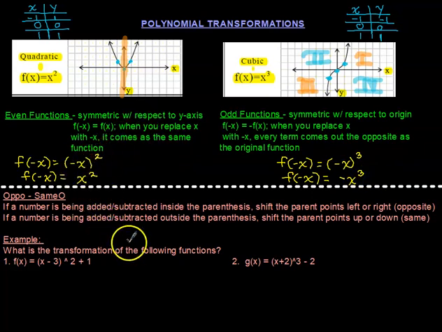Now, keep that in mind with the parent graph: 0, 0, negative 1, 1, 1, 1. Keep those parent function points in mind when you're dealing with transformations of the graphs as well.